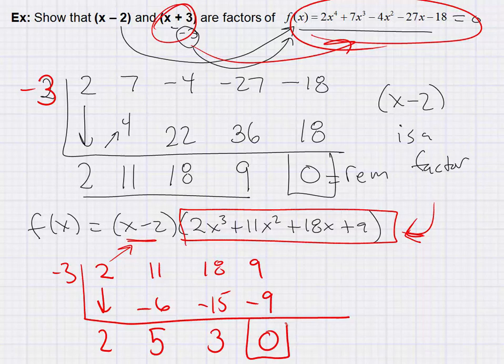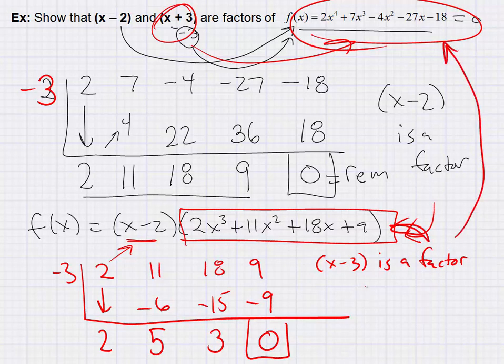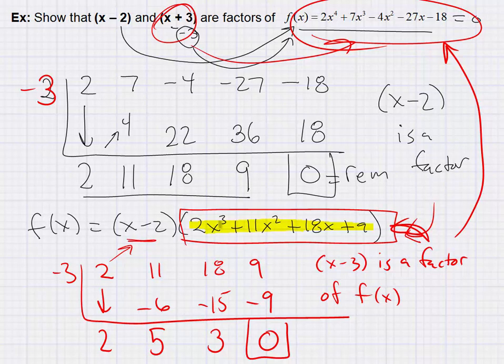So I get a remainder of 0, so that means x plus 3 is a factor not only of this polynomial here, but of the original polynomial here, f of x. And it's because if x plus 3 is a factor of this, and this one is a factor of this one, then x plus 3 is a factor of the original.